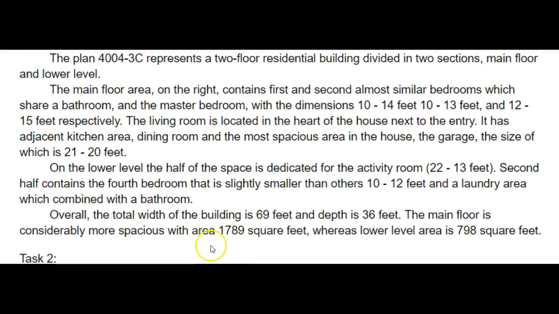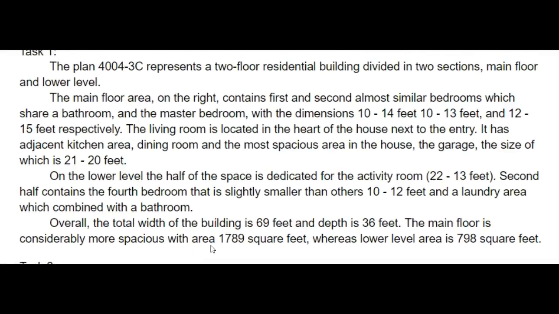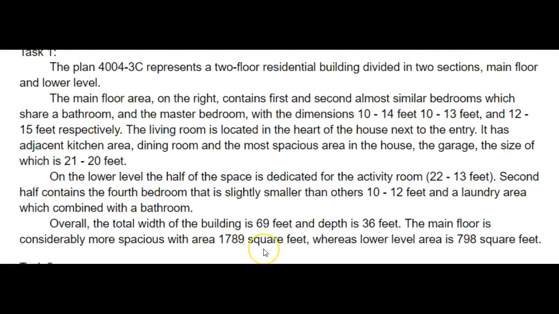Overall, the total width of the building is 69 feet and the depth is 36 feet. The main floor is considerably more spacious with an area of 1,789 square feet. And when we do numbers over 3 digits, we tend to put a comma after the first, so we put a comma every 3 digits. So once you get to 4 digits, you need a comma just there. Whereas the lower level is 798 square feet.